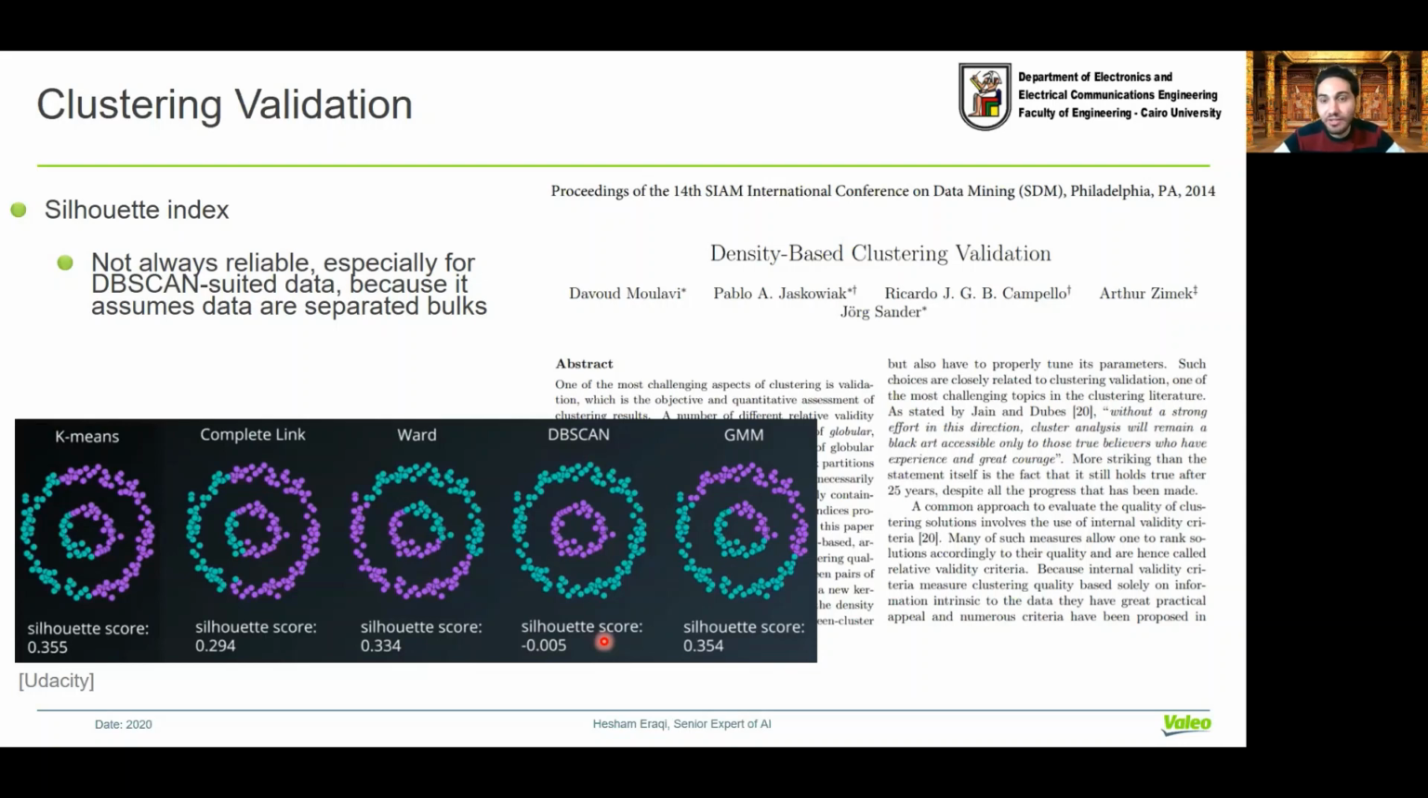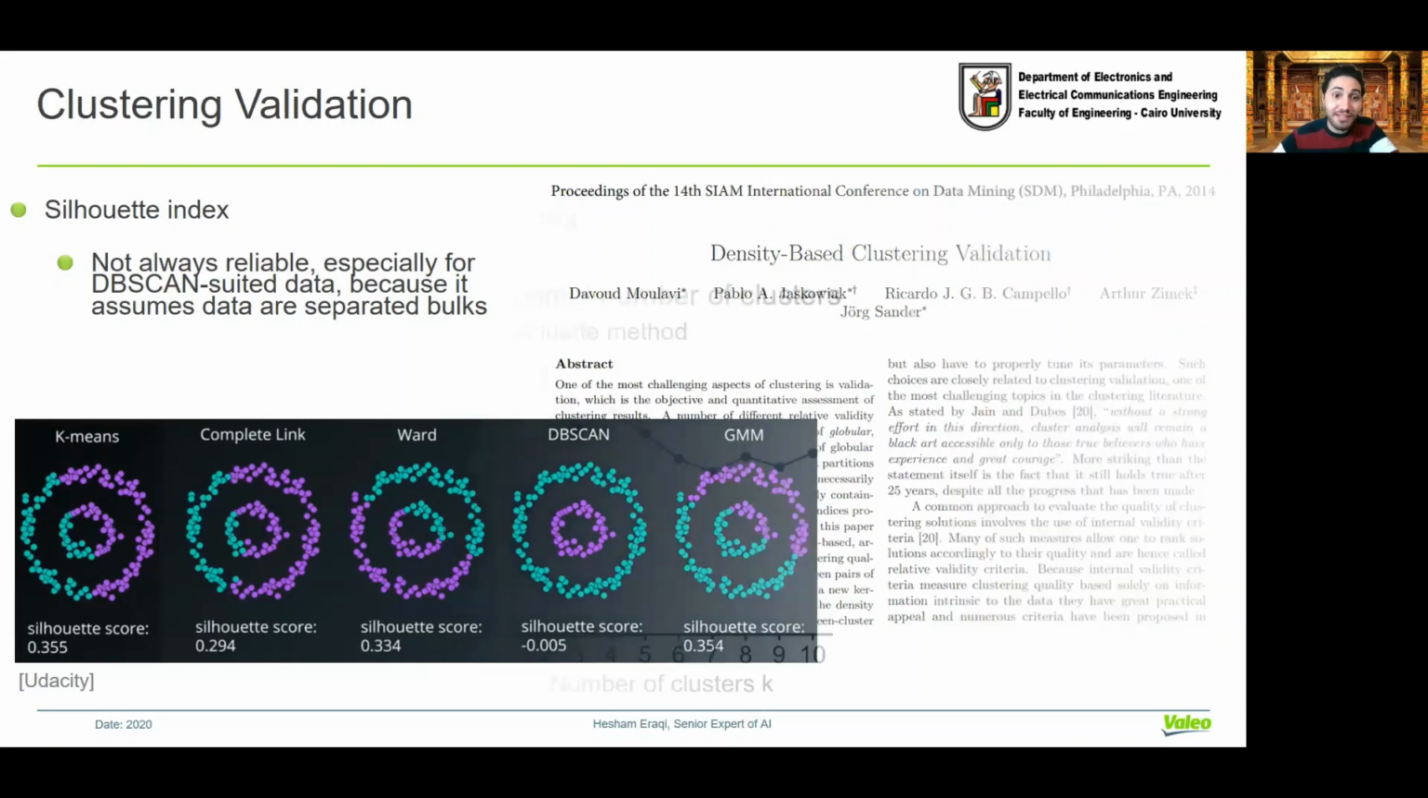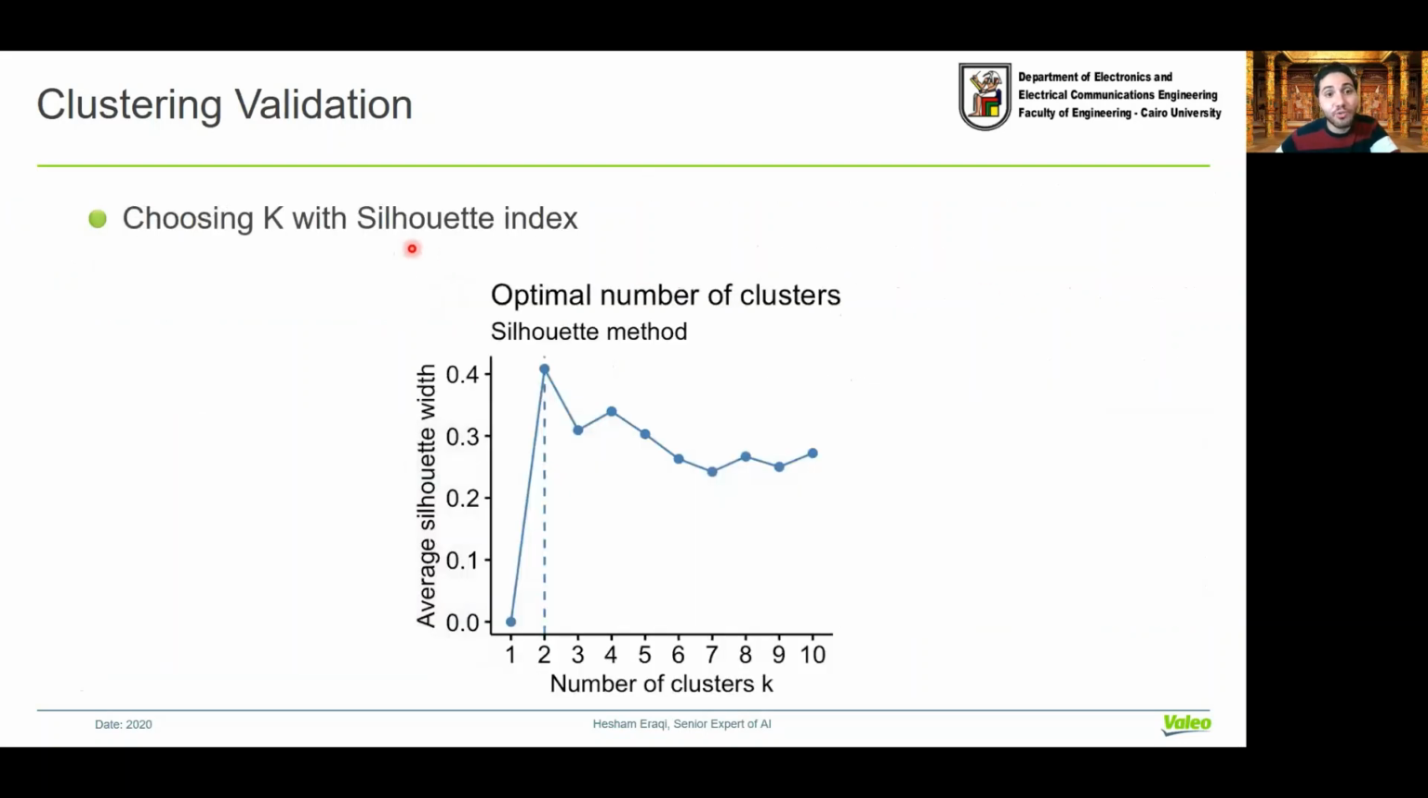So do we have better techniques to validate clustering that is more suited to the DBSCAN algorithm? Yes, there is a very nice paper that appeared in 2014 named Density-based clustering validation. It tries to tackle this problem, and I encourage you to read more about this paper. Last thing that I would like to discuss with you is that you can rely on the silhouette index to calculate the value of k.